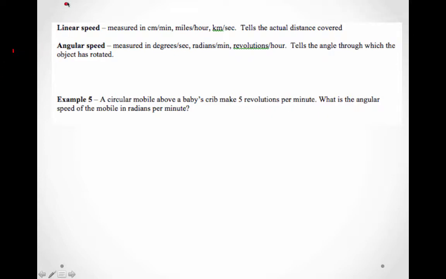Okay, we're on the end of 4.1. Last page. 4.1, last page notes. Linear speed. Linear speed is your speed heading in a straight line. It's what you drive. Miles per hour is something you drive. Centimeters per minute. It's going to be a distance divided by a time. Tells the actual distance covered. So you're going to have distance over time.